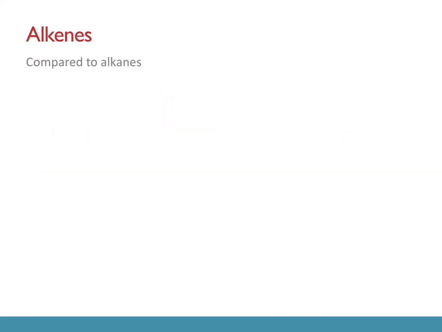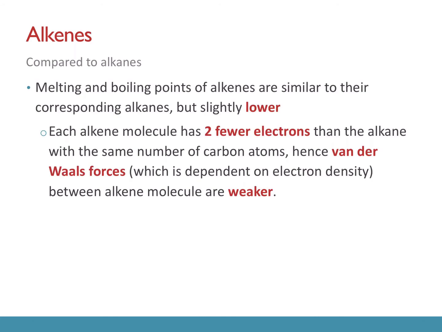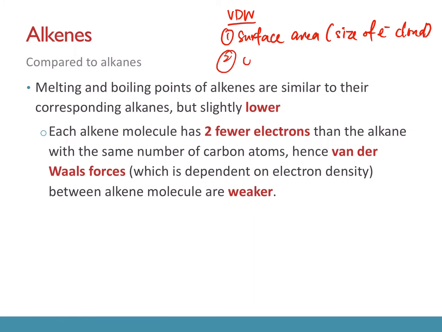So what is the difference between alkenes and alkanes? The melting and boiling point of alkenes are similar to alkanes but slightly lower. Why is this so? Now remember that there are two factors affecting the strength of van der Waals forces. The first is surface area, actually more the size of the electron cloud. The second factor is electron density.